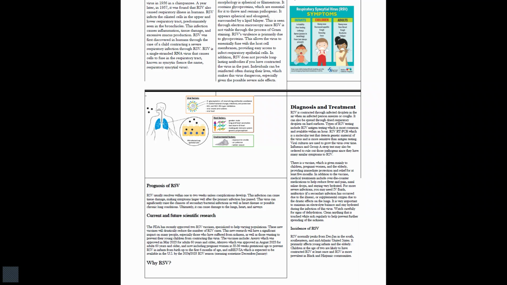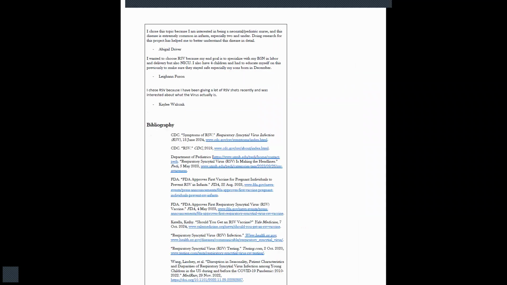Incidence of RSV. RSV normally peaks between December and January in the South, the Southeastern, and Mid-Atlantic United States. Primarily affects young infants and the elderly. Children at the age of 2 are likely to have contracted RSV at least once, and RSV is more prevalent in Black and Hispanic communities.